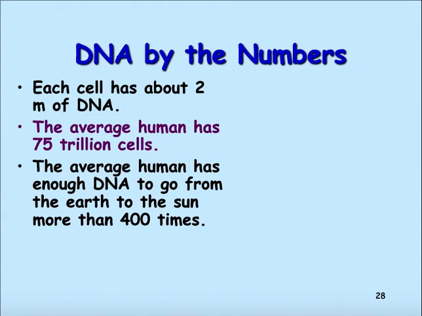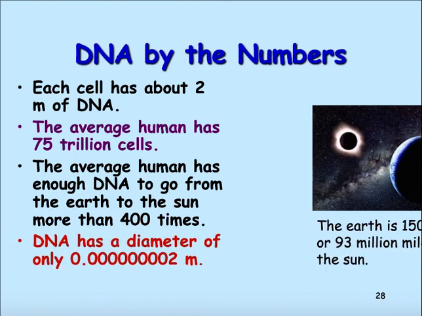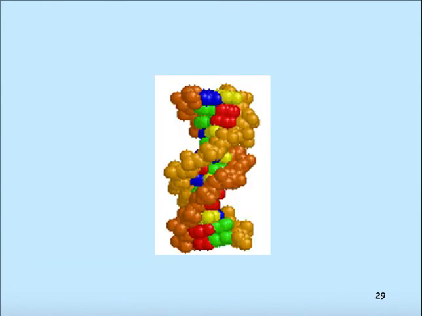And just some interesting things about DNA by the numbers. Each cell has about 2 meters of DNA, which means, and since you have 75 trillion cells, you have enough DNA in your body to go back and forth to the sun 4 million times. It really is fascinating how complicated and how tiny this is in your body. So that was section 9.1, and we'll break this chapter up.